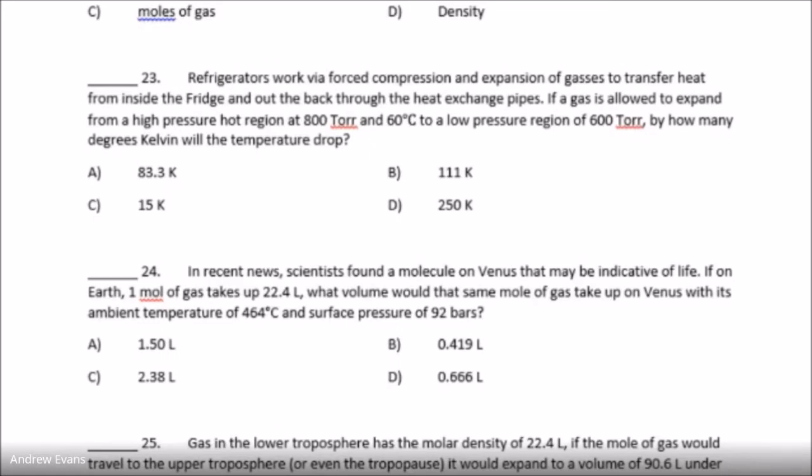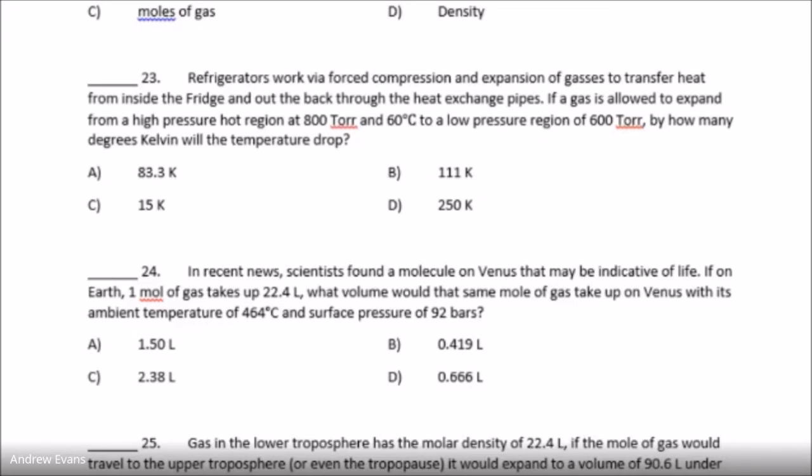24. Last two. 24. In recent news, scientists found a molecule on Venus that may be indicative of life. If on Earth, 1 mole of gas takes 22.4 liters, that's the volume of 1 mole of gas. What volume would that same mole of gas take up on Venus, with its ambient temperature of 464 Celsius and surface pressure of 92 bars?